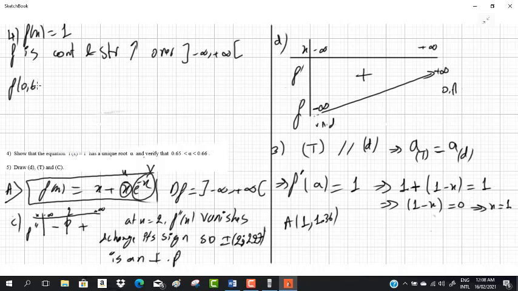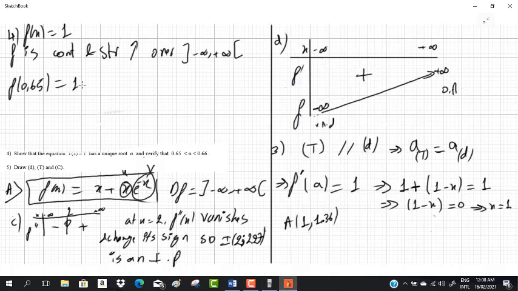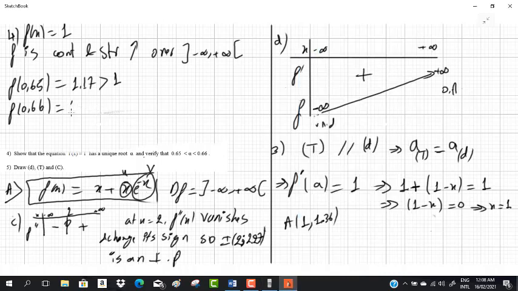f of 0.65: I just replace x by 0.65, 0.65 plus exponential of minus 0.65, and the answer equals 1.17. We compare it: 1 is greater than 1.17? f of 0.66 equals 0.66 plus exponential of minus 0.66, which is 1.17. What if it says it is greater than 1? Surely this is wrong, because it has to be smaller than 1.